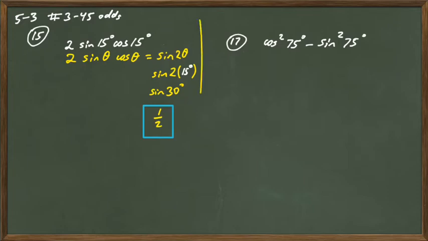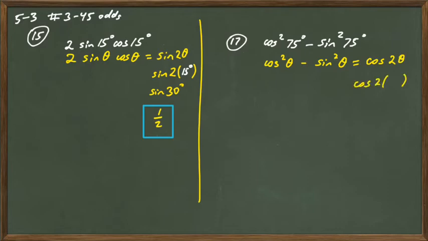Now this one over here matches a different identity. Cosine squared minus sine squared. Anybody know the identity for this one? Cosine of 2 theta. So I want cosine of 2 times what's the theta in this? 75. So that makes it into cosine of 150 degrees.